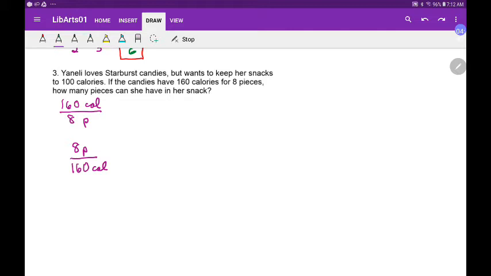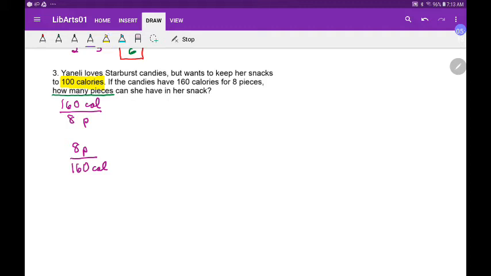Okay, so I put what I want on the top. I want pieces on the top, so there it's on the top. Because I want that to survive, because they're asking me for how many pieces. So, let's see. What's the other information they gave me? Oh, she wants to limit it to 100 calories. So, we're going to say, how many pieces?